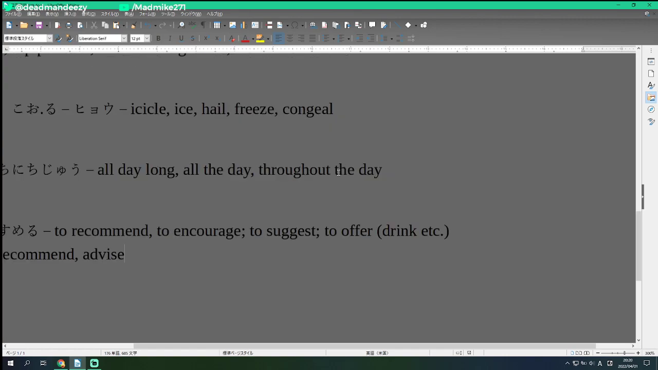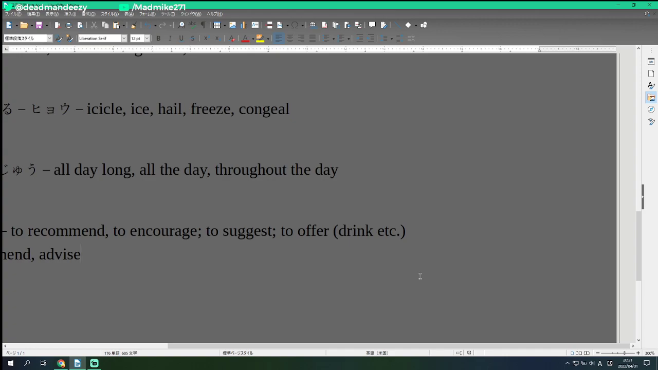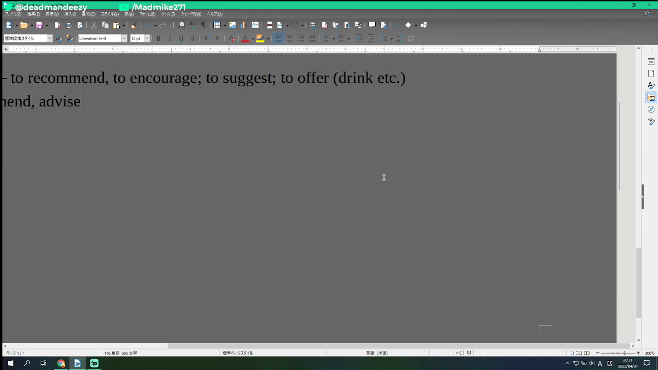An icicle, ice, hail, or freeze. Ice itself is kori. To freeze or to congeal is koru. Alternate pronunciation is hyo for kori, with a water symbol with an ice pick in it. All day long, or all the day, is ichi nichi ju. Ichi for one, nichi for day, and ju throughout is in the middle. Ichi nichi ju. And finally, to recommend, to encourage, or to suggest is kan, susumeru, which is two old birds giving you their power of recommendations and advice.